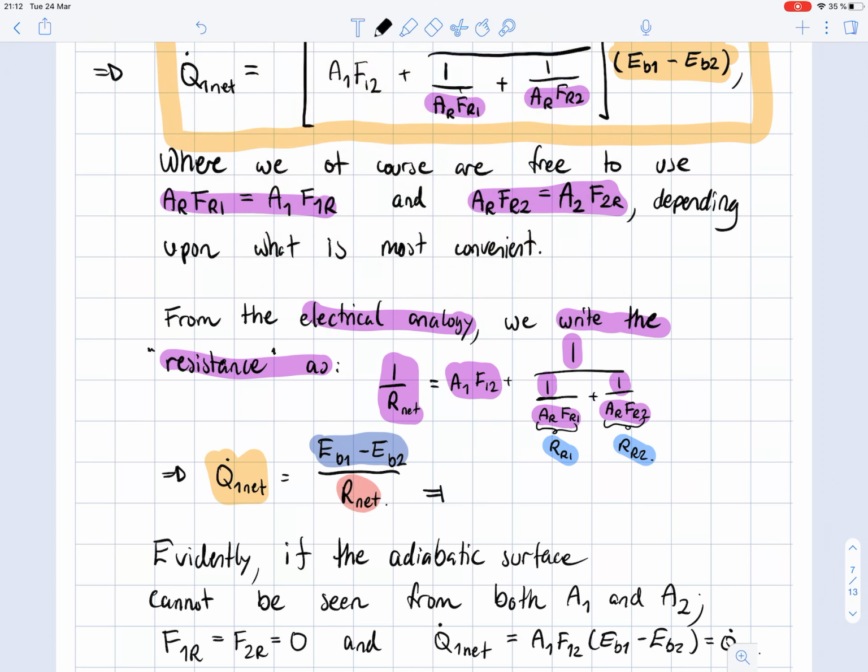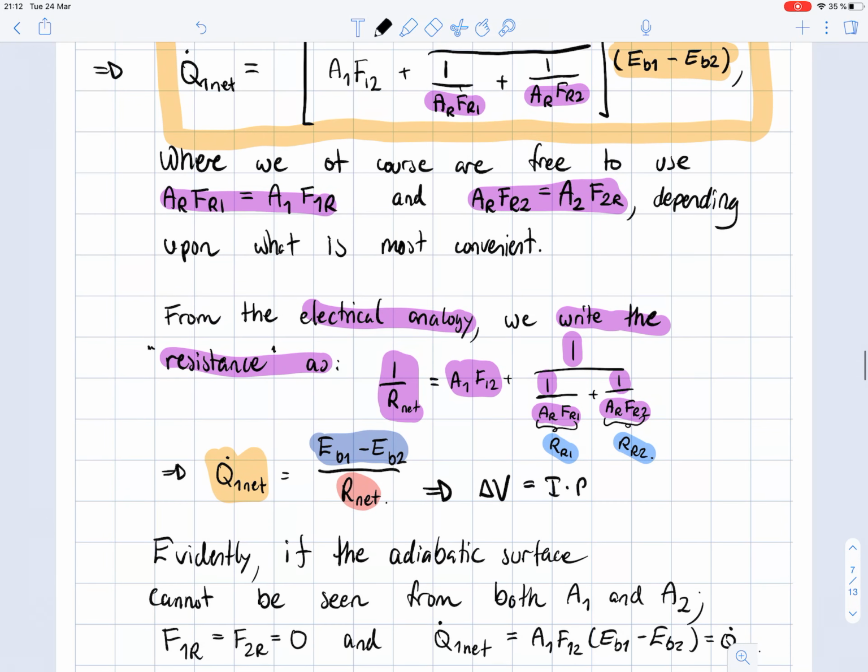And again, this is analogous to Ohm's law, where we say that the difference in voltage equals the current times the electrical resistance. Instead here we don't have a current, we have a heat flow rate, and instead of voltage we have a difference in radiative flux.